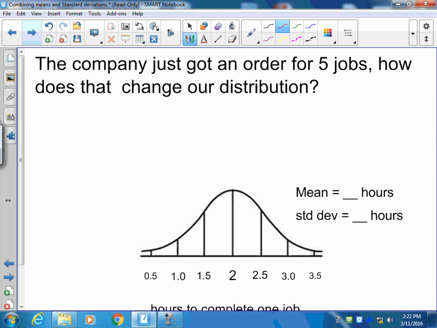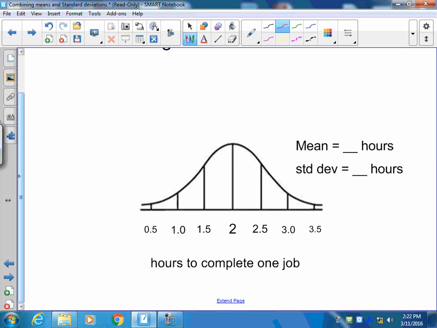Okay, now let's look at multiples situation. So now the company just got an order for 5 jobs, and they need to figure out how much time we have to allocate to do those 5 flare jobs? Odds are a lot of you thought, okay, we look at our distribution that we have here, 2 hours for one job. We just multiply that out, and on average, it's going to take us 10 hours to complete that job.